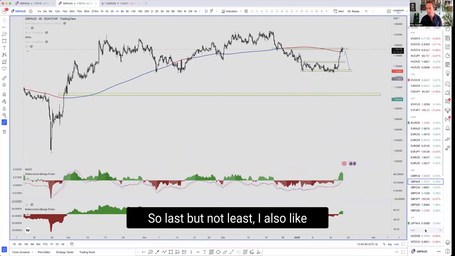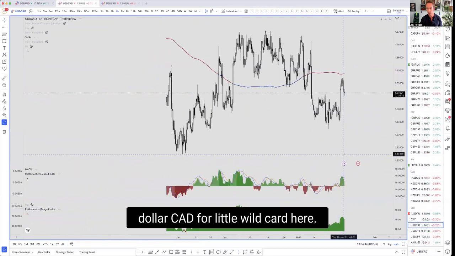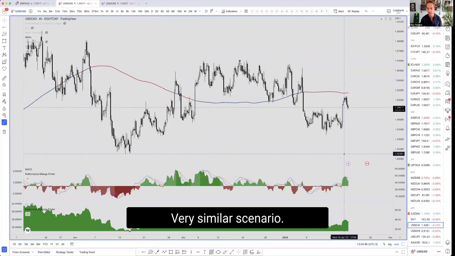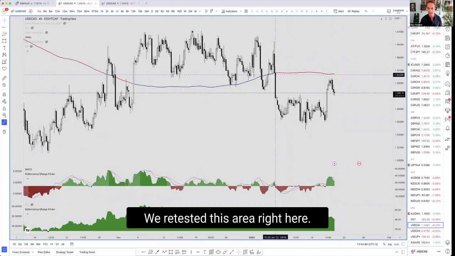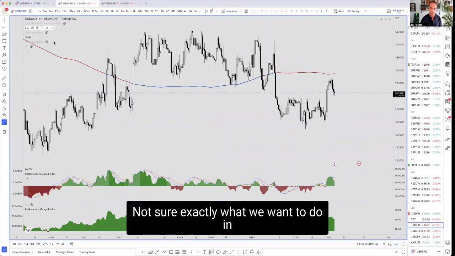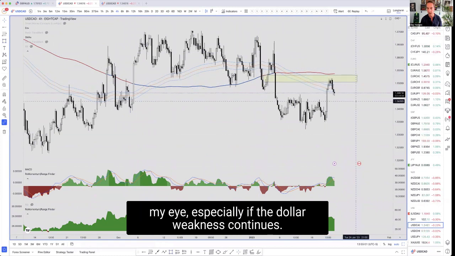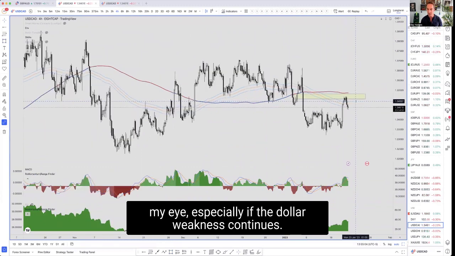So last but not least, I also like dollar CAD for a little wild card here. Very similar scenario. We retested this area right here. Not sure exactly what we want to do in terms of the price action, but this has caught my eye, especially if the dollar weakness continues.